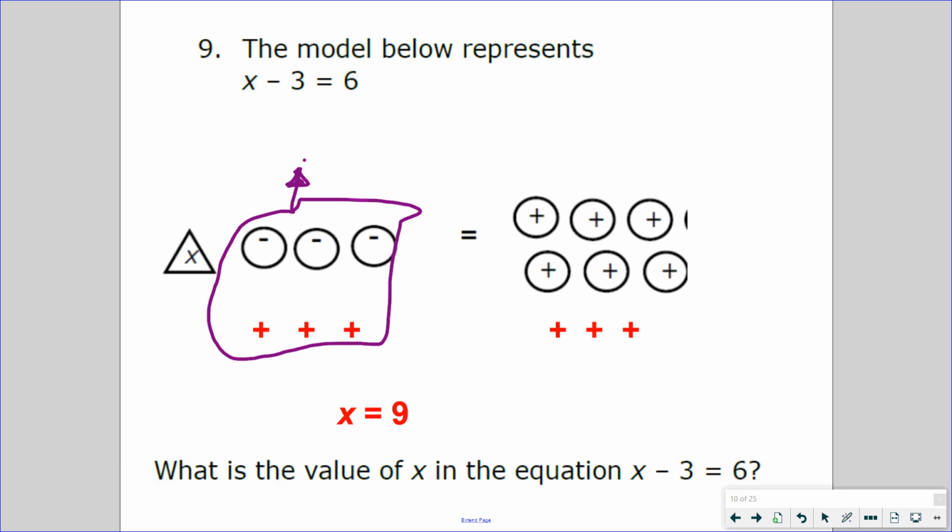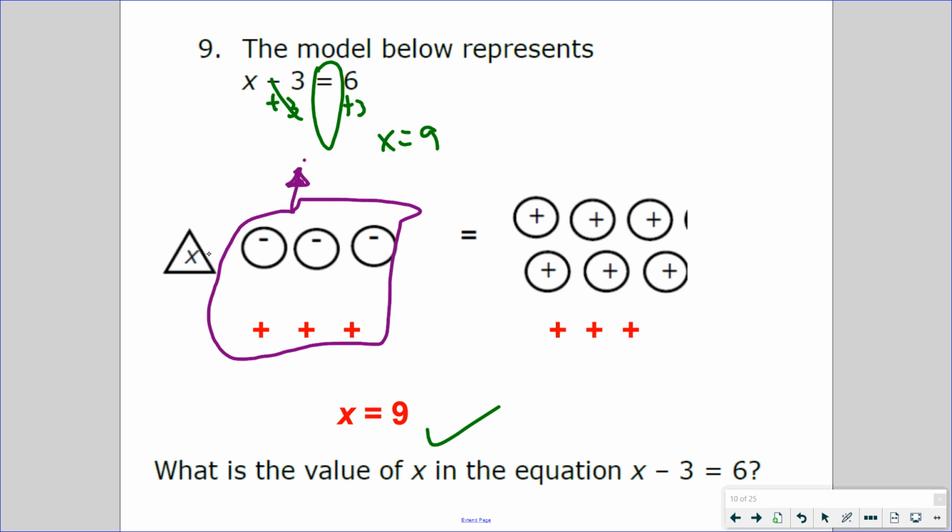Number 9, the model below shows this: x minus 3 equals 6. Some people do not like solving through a model. If you do not like solving through a model, you can solve it algebraically. Is x isolated? No. What's the opposite? Minus 3, plus 3, plus 3. Cancel. x equals 9. Or, same thing with the drawing.